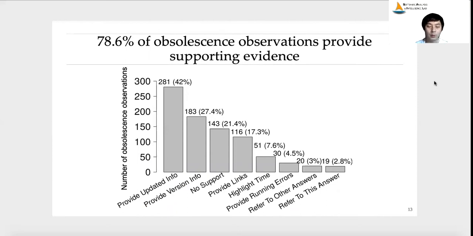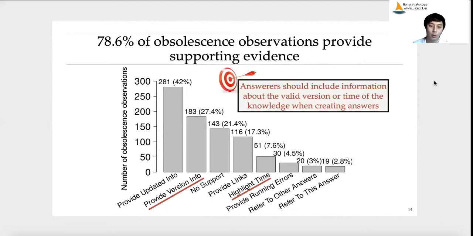We also identified whether these obsolescence observations provide supporting evidence, and we found that the majority of them provide some supporting evidence. However, evidence such as providing the version information and highlighting the time is not common. Therefore, we suggest the answerers should increase the information about the valid version or the time when the knowledge was created.